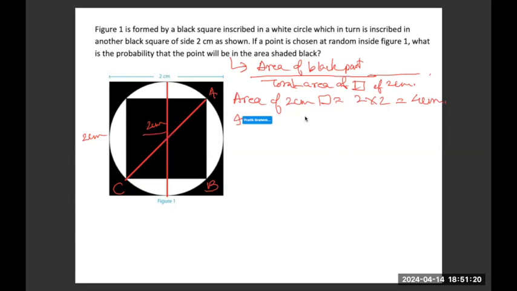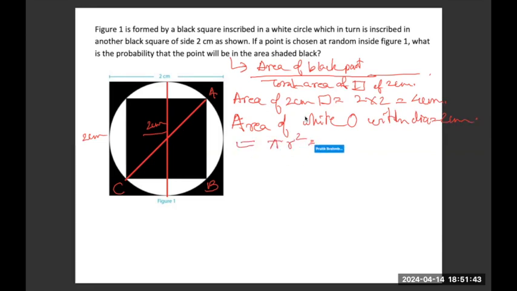Now I also know that I can find the area because I know the diameter of the white circle. So the area of the white circle with diameter 2 centimeters is equal to pi r square, which will be equal to 3.14 multiplied by 1 square. The diameter is 2, so the radius will be 1 centimeter, which is equal to 3.14 square centimeters.